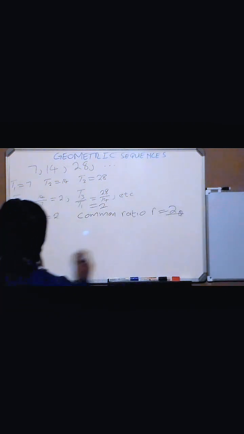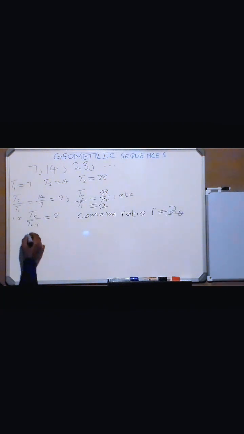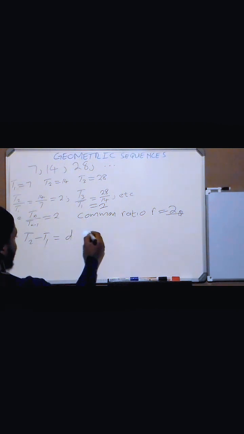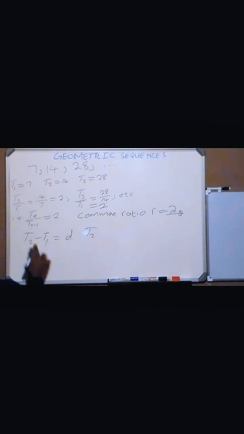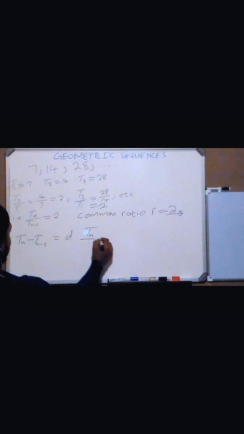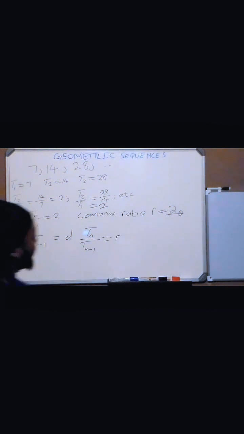So remember in the arithmetic sequence we said T2 minus T1 gave us the common difference. In this case, let me not use T1 and T2. We said Tn minus Tn minus 1 gave us the common difference. So here we are saying Tn over Tn minus 1 gives us the common ratio.